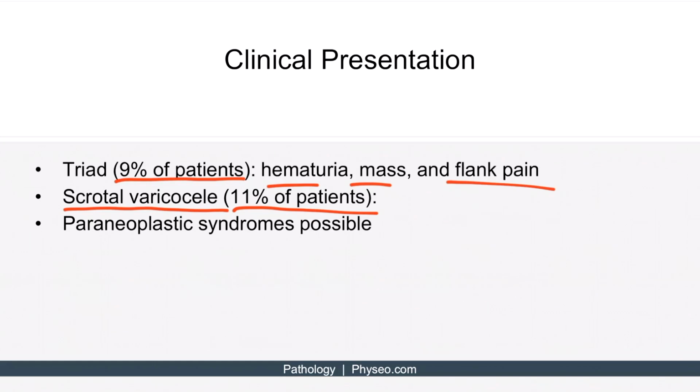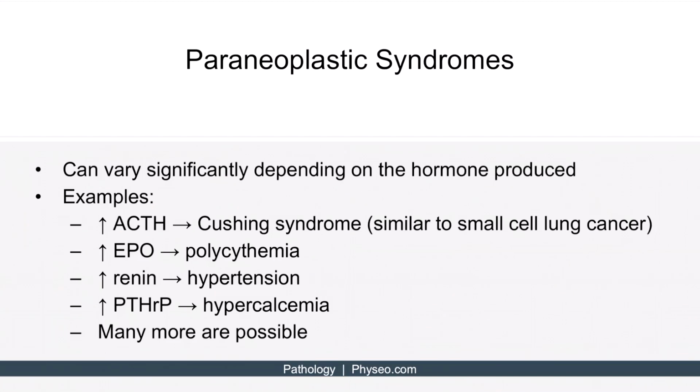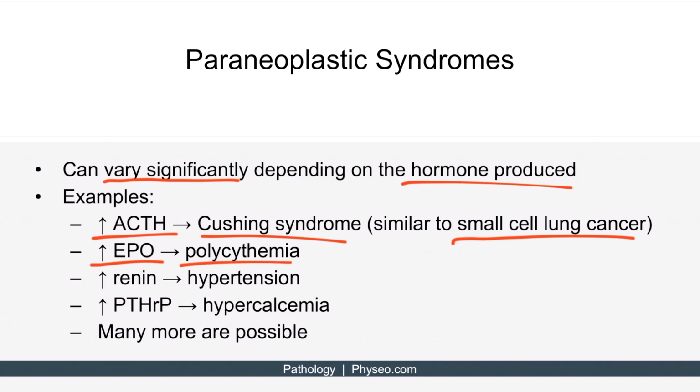Now, patients can also present with paraneoplastic syndromes. The paraneoplastic syndrome or syndromes that a renal cell carcinoma patient may present with can vary significantly because it depends on the hormone that it's producing. For example, if it's producing ectopic ACTH, the patient can get Cushing syndrome, which is very similar to small cell lung cancer, which produces ACTH and causes Cushing syndrome. If the renal cancer is producing erythropoietin, the patient can get polycythemia. If it's producing ectopic renin, the patient can have hypertension. If the cancer is producing parathyroid hormone-related protein, then the patient can have hypercalcemia, but many more are possible.